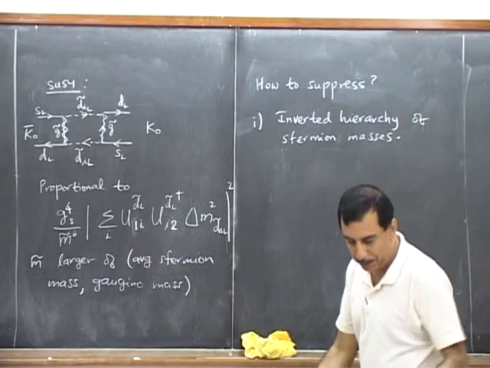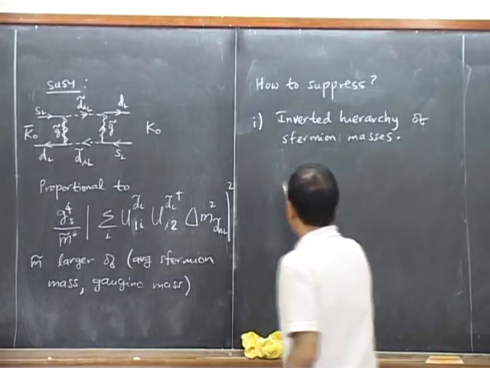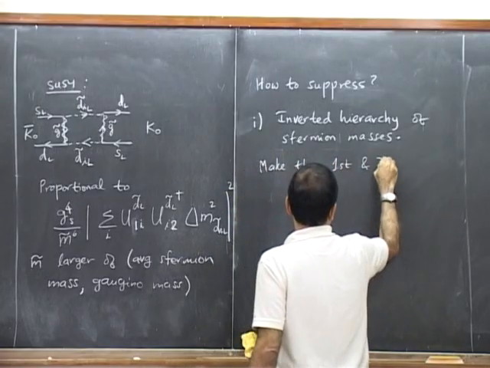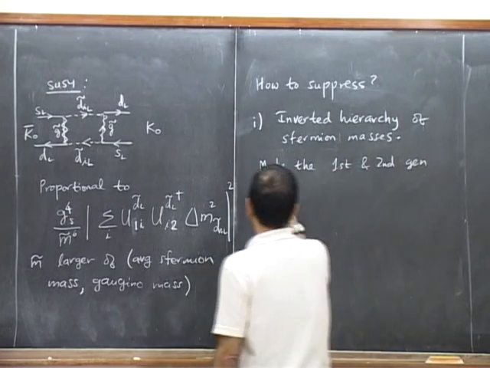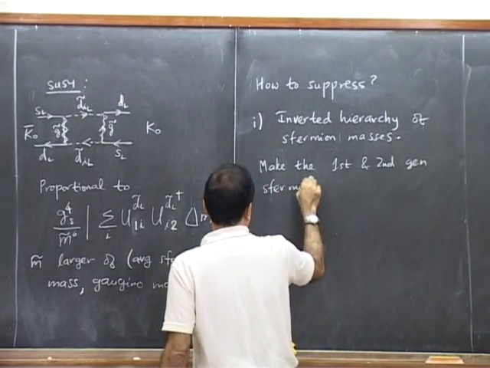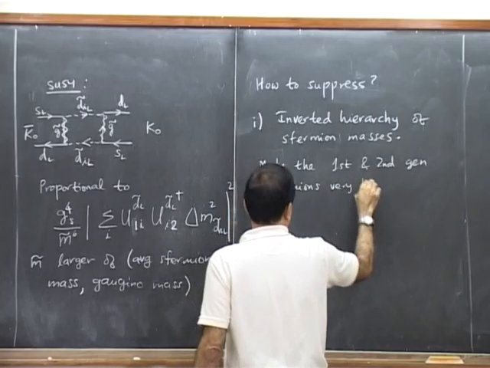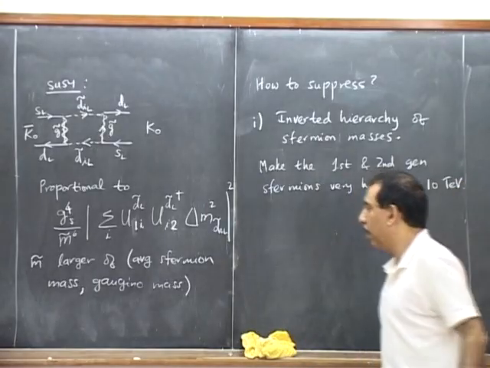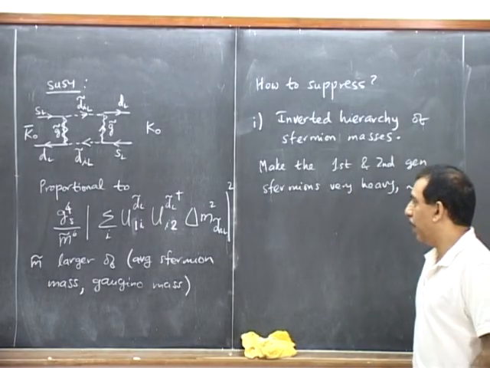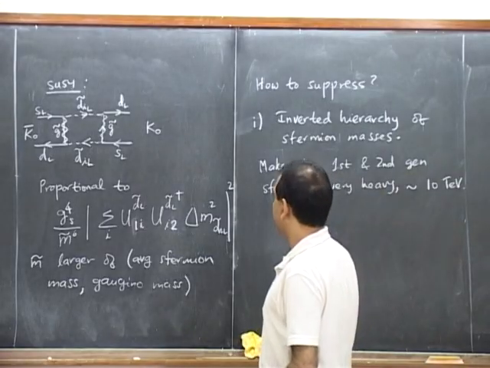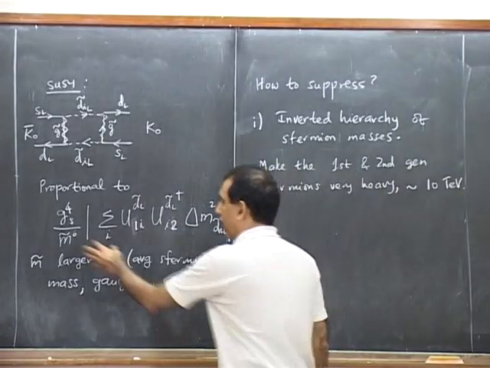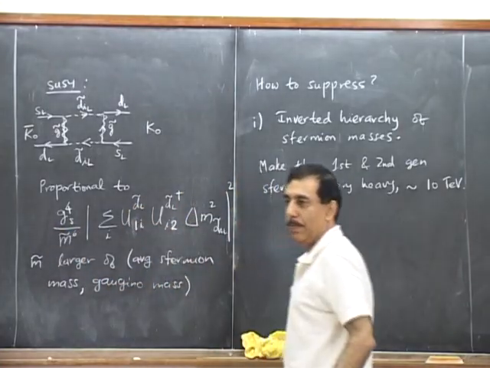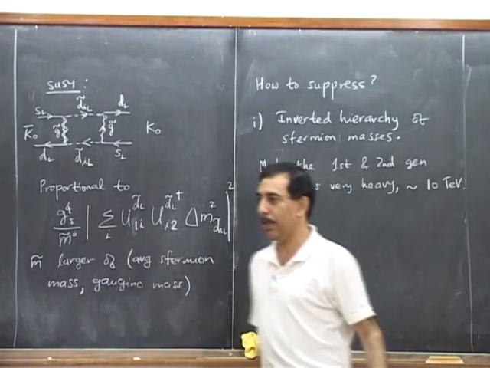And this is based on a very beautiful fact, which is: make the first and second generation fermions very heavy, around 10 TeV. Probably I should have said first that the three ways of making this, suppressing this, involve using this factor to suppress it, or this factor, or this factor, because that one is not under our control anyway.